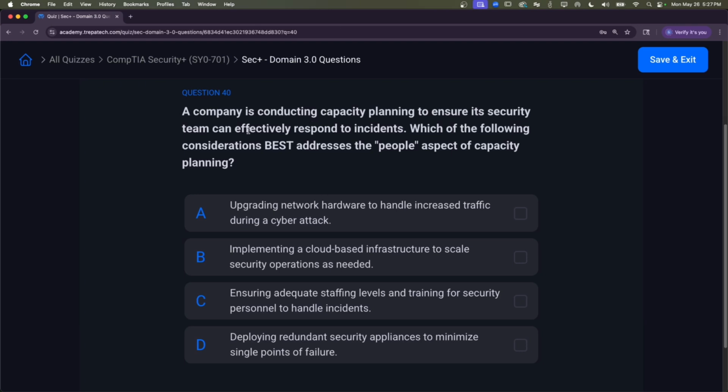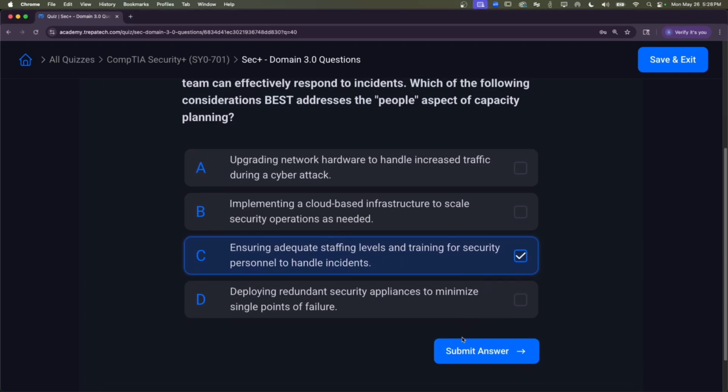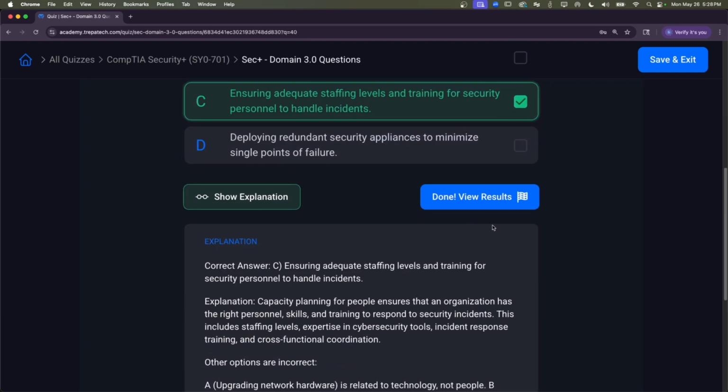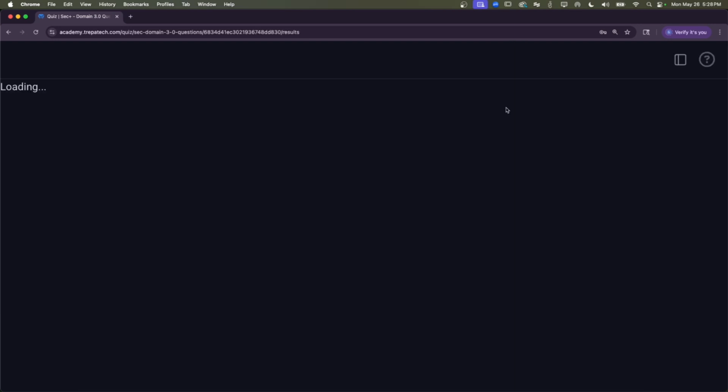So question 40. A company is conducting capacity planning to ensure its security team can effectively respond to incidents. Which of the following considerations best addresses the people aspect of capacity planning? So what I'm thinking it's saying is, do we have enough engineers on staff, on call, to make sure our capacity planning can work, right? So we're going to go with C, ensuring adequate staffing levels and training for security personnel to handle incidents. Pause the video if you'd like to read the explanation.